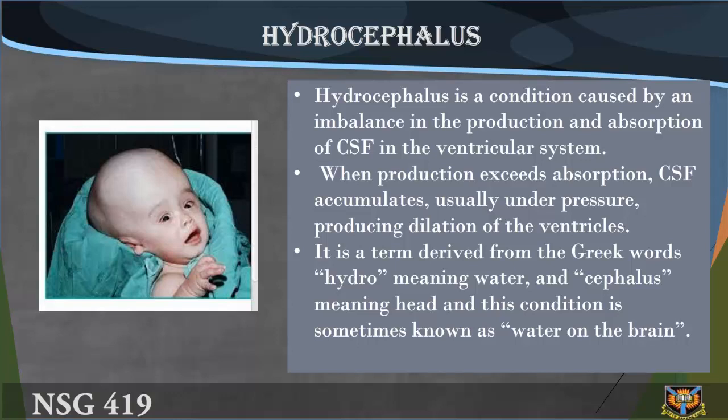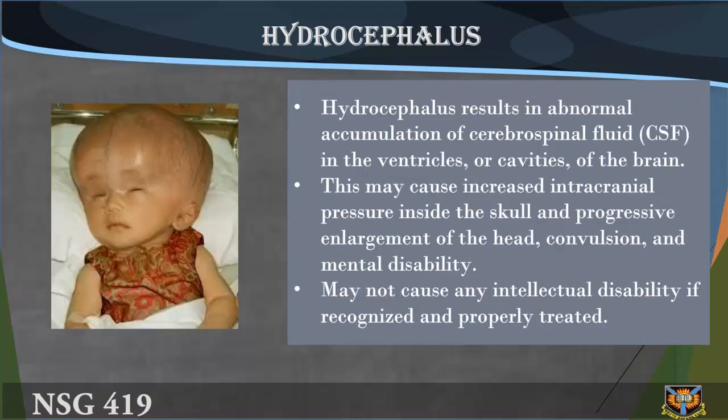It is a term derived from the Greek word hydro, meaning water, and cephalus, meaning head, and this condition is sometimes known as water on the brain. Hydrocephalus results in abnormal accumulation of cerebrospinal fluid, CSF, in the ventricles or cavities of the brain. This may cause increased intracranial pressure inside the skull and progressive enlargement of the head, convulsion, and mental disability. It may not cause any intellectual disability if recognized and properly treated.